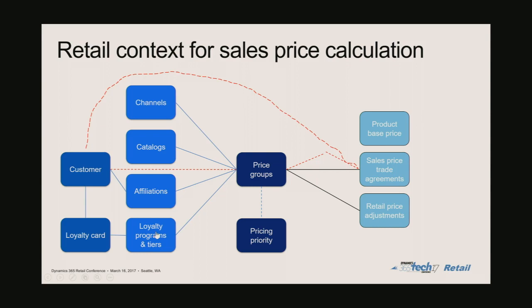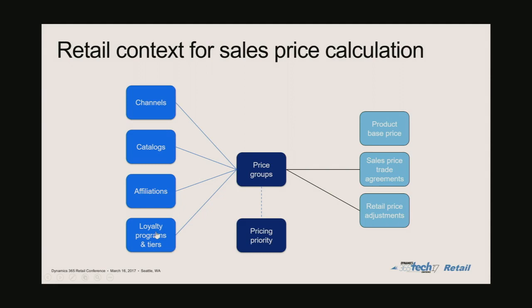And if you really want to do customer pricing, you can use affiliations to do it, and you get a lot more flexibility, right? So with direct customer pricing, you get one price group or direct trade agreements. If you use affiliations, you can put multiple affiliations on a customer, and so you can enable a customer to qualify for multiple groups of prices. So that's one of the reasons why.